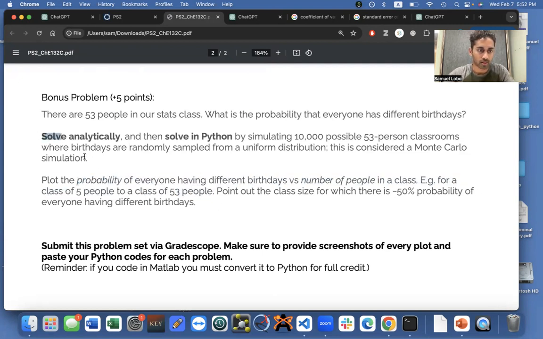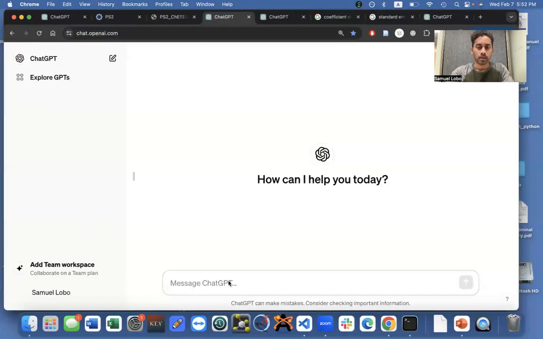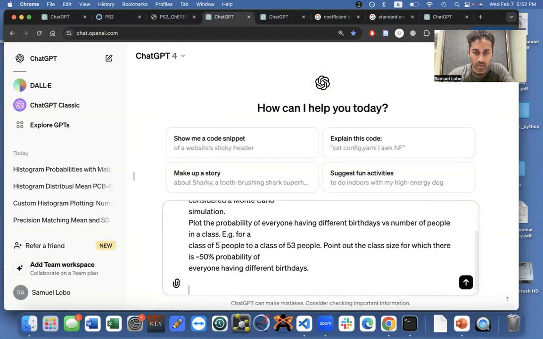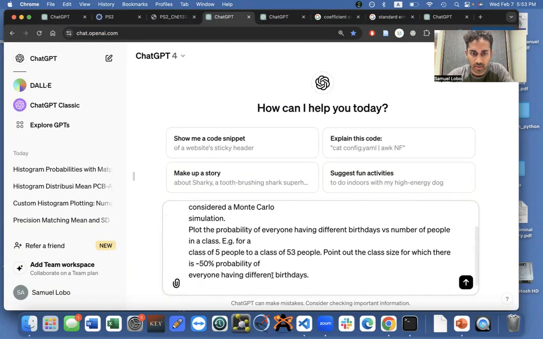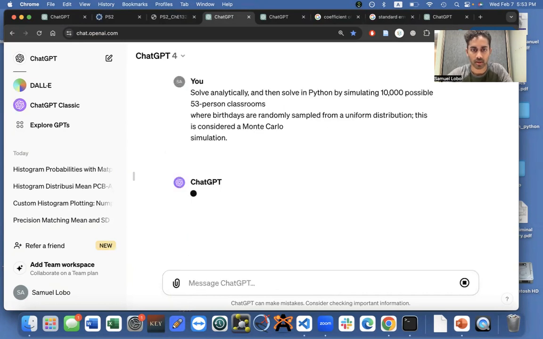So I'll paste this into ChatGPT, and I'll say, let me just give it in chunks. Okay. So I'll give it this first chunk, and let's see how well it performs.